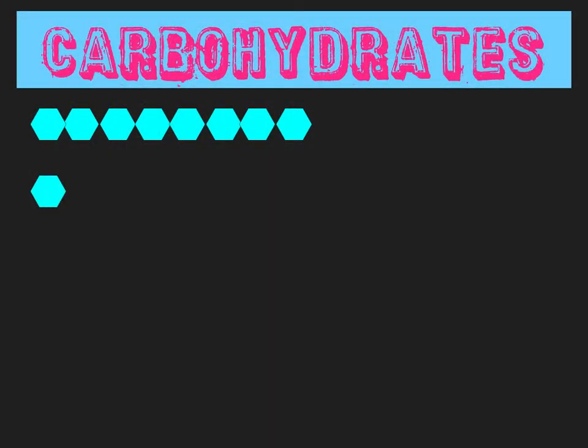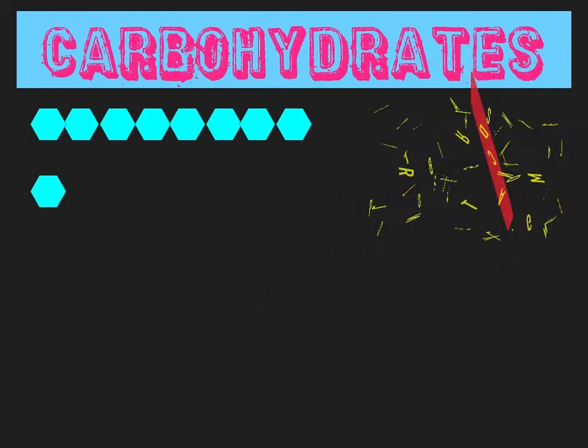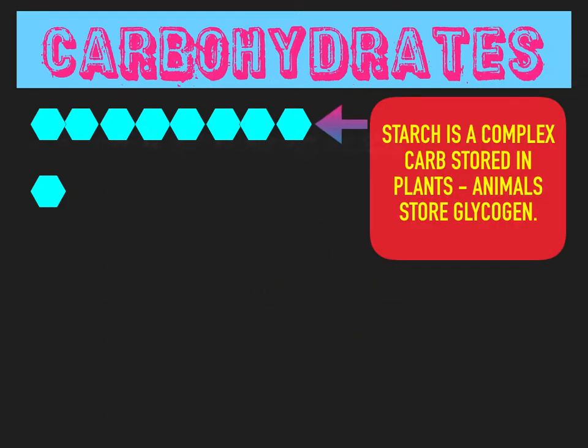The first of the molecules in a diet we're going to look at is carbohydrates. An example of a complex carbohydrate is starch, which is stored in plants. Animals store glycogen, which is a similar molecule.